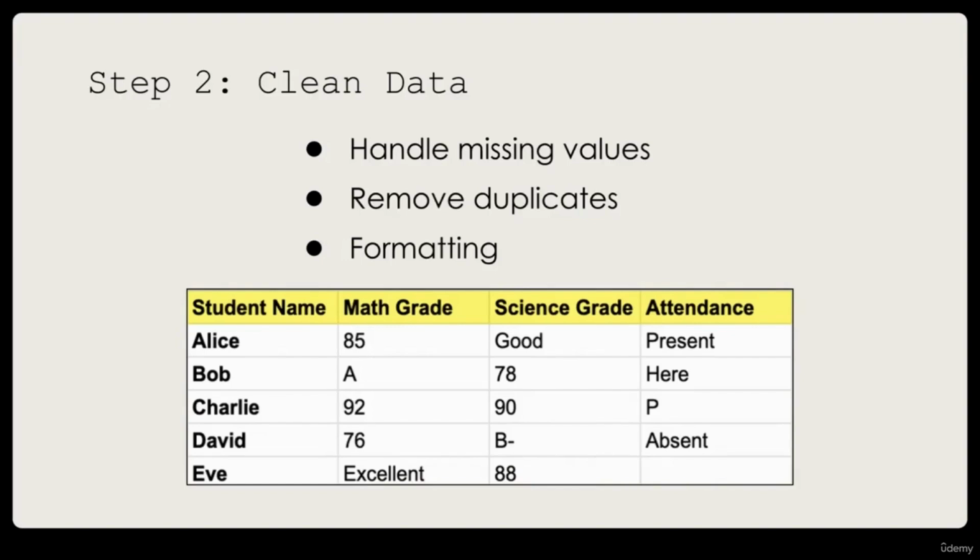Next, let's look at the attendance over here. We have a present here, P, absent, and then just a gap for Eve. Again, as I said, we want consistency. Either we want to just show present and absent values, or just a P and an A to represent them. But we also just want to make sure that there aren't any gaps. So we would want to find Eve's information for attendance.